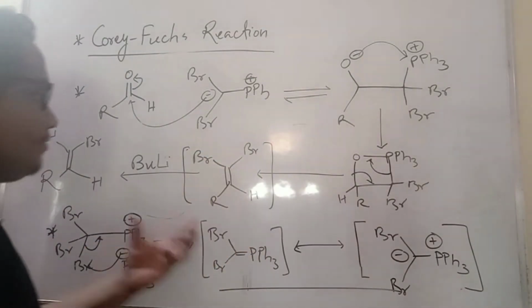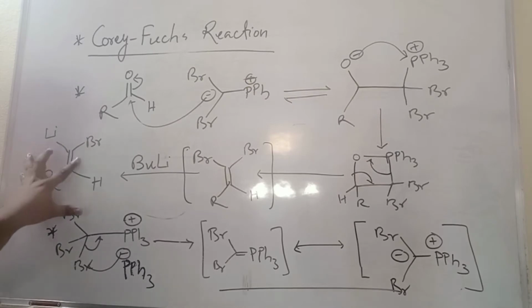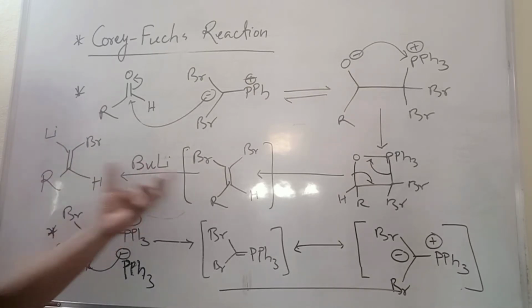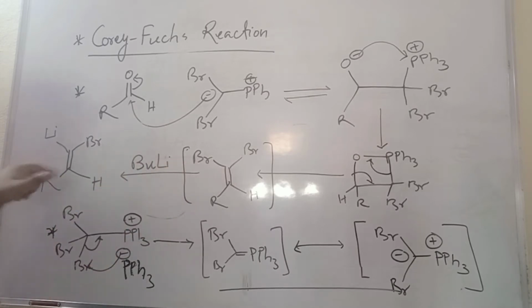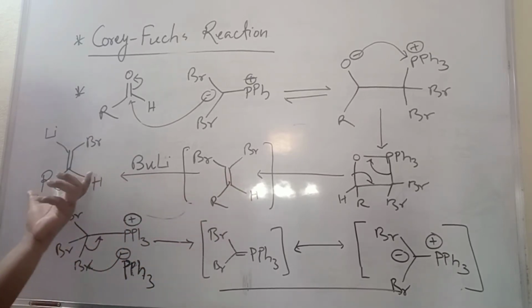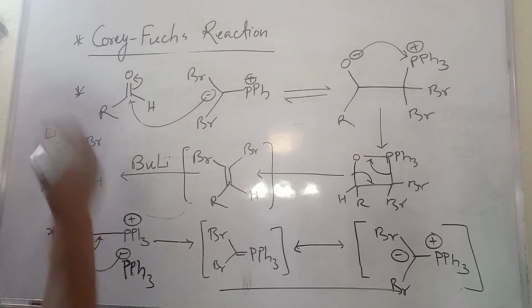In this step, if you use butyl lithium, what happens? You get the lithium and this bromo, this R and H. So you get lithium halogen exchange, and then you can use some electrophile. This step is very important, because if you do not use an electrophile, it stays as lithium. If I write it there, you have to see.